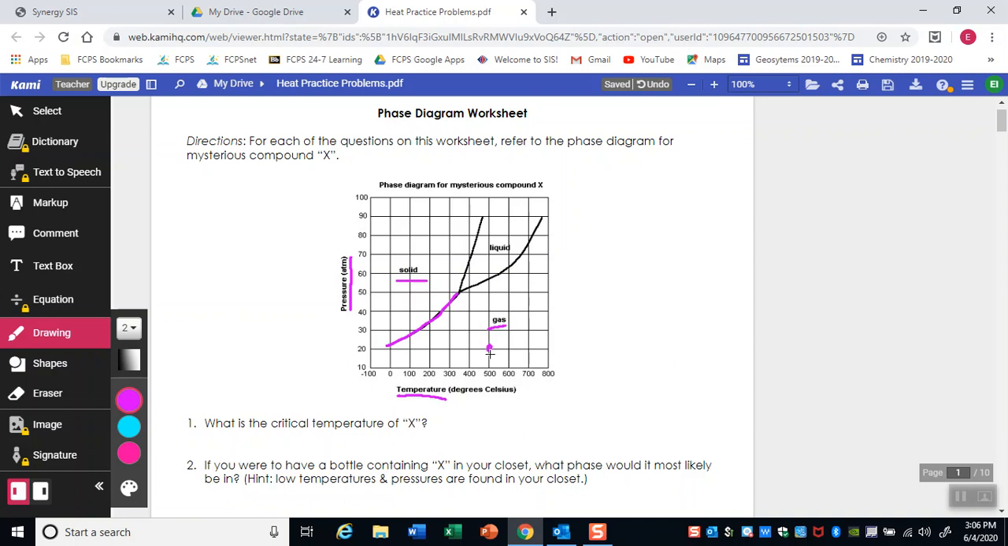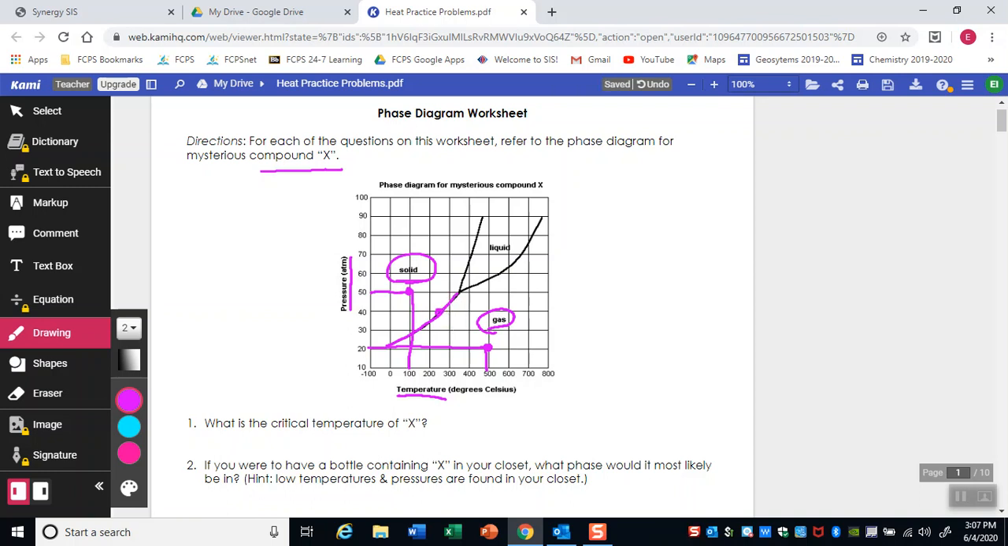So if you're right here at 500 degrees Celsius and 20 atmospheres, that would put you right here. That means the state you would be in is a gas, all right? If that same compound, this mysterious compound X, is at 100 degrees Celsius and a higher pressure, 50 atmospheres, it's right here, that would be in the solid state, okay?